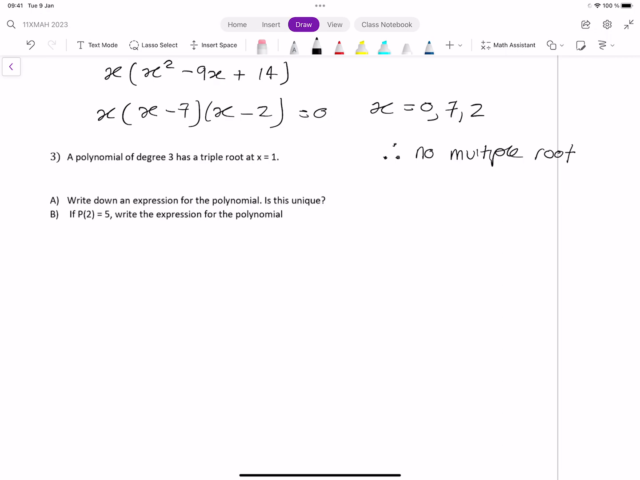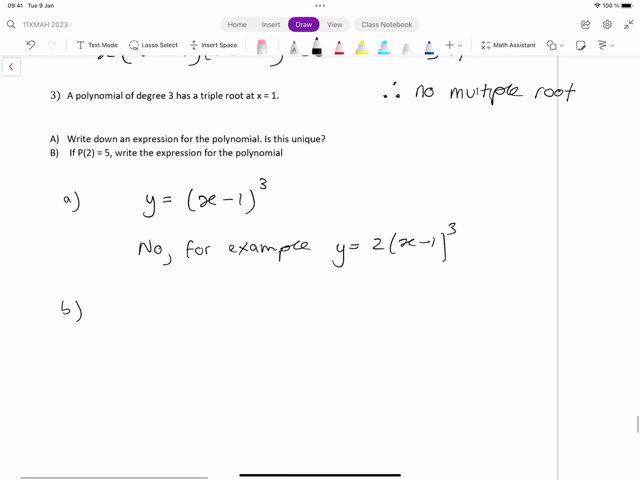Okay, question 3 says a polynomial of degree 3 has a triple root at 1. Part A, write an expression. Is this unique? Well, if we've got a polynomial, it's going to be y equals, a root of 1 would have to have x minus 1 somewhere, and it's a triple root. Now, is this unique? No, it's not unique. For example, y is equal to 2 times (x minus 1) cubed. That still has a triple root at 1, but it's not the same as the other one. So y is equal to 3 times (x minus 1) cubed, and 4 and 5 and minus 1 would all be valid solutions. So no, it's not unique.